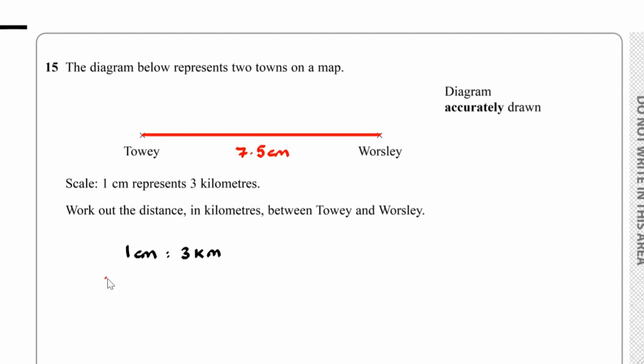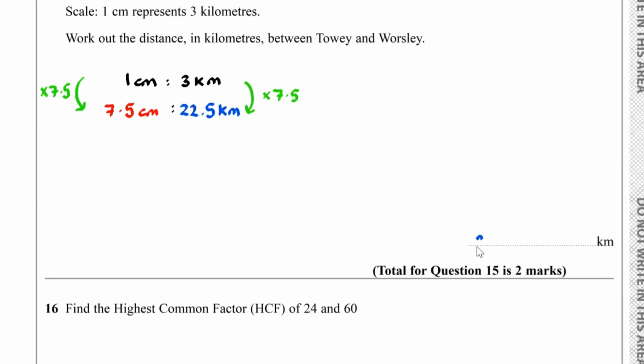Now, what we have is 7.5 centimeters. So if I multiply through by 7.5, 3 times by 7.5 is 22.5 kilometers. So we have 22.5 kilometers.